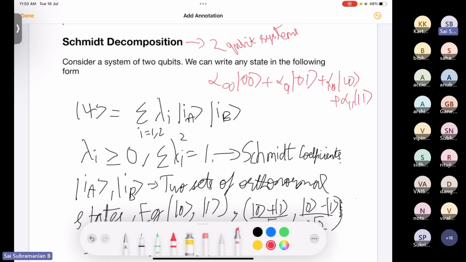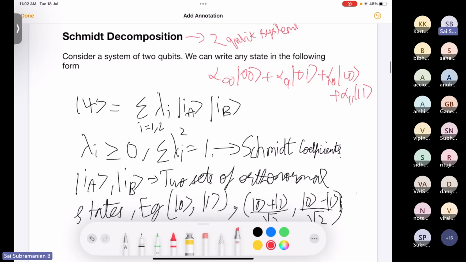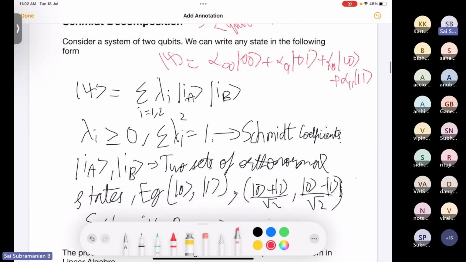So we want to write it in a form where we can see that very immediately. The way we do that is the Schmidt decomposition. If we take psi, this general state that I just defined, we can write psi in the form sum over i, where i is just 1 or 2, so just a sum over 2 elements, lambda i, iA, iB.